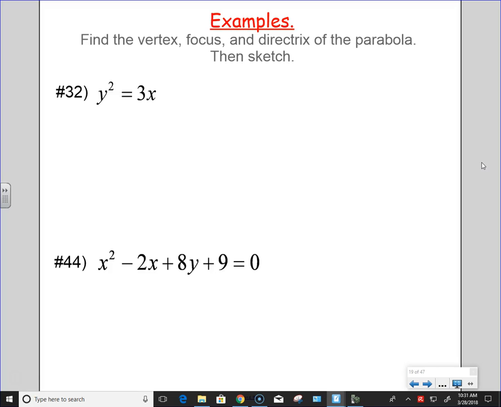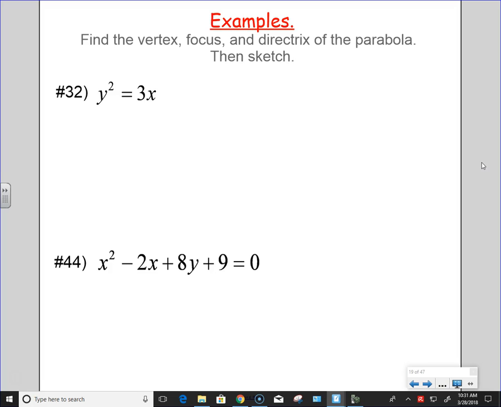To be honest, looking at 32 and 44, 44 is probably the harder one. How about you guys in your groups? Take the next minute, maybe 2, to get this written in a proper form so you can find the vertex and identify the focus and directrix. Work together. My hint would be go look at that box.